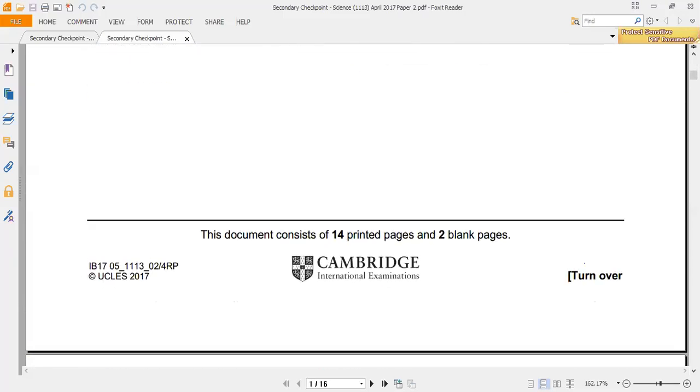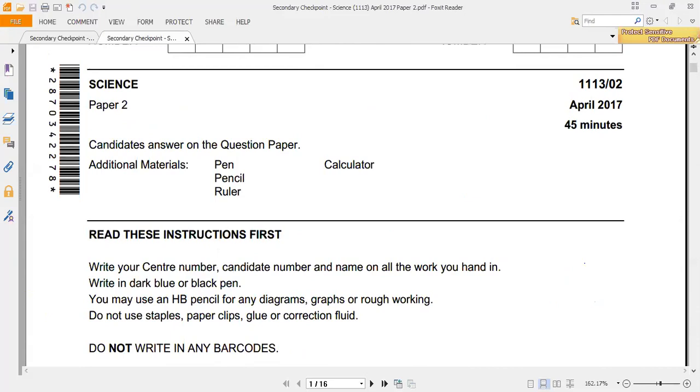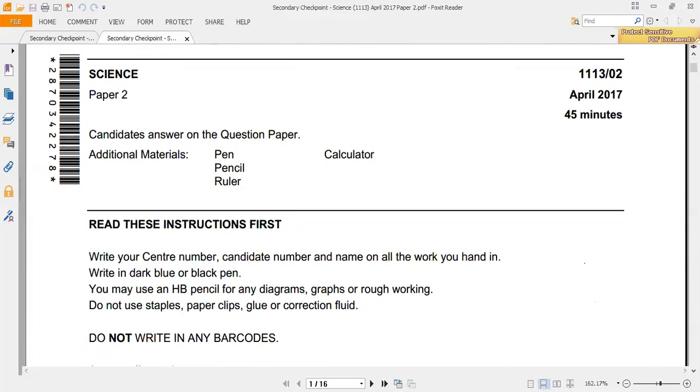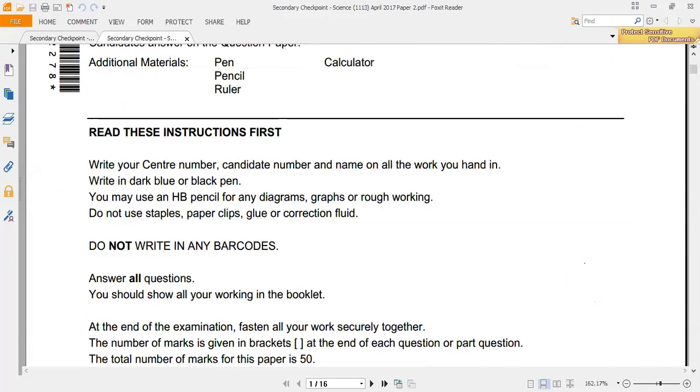Also some instructions, it's very important to mention them. The additional materials that you only have are pen, pencil, ruler, and calculator. Also, you have to write the center number. I know that you know how to do this, and you did it today and yesterday. Write in dark blue or black pen. Both of them are accepted. The pencils have to be HB, not more than this. Do not use tape, paper clip, glue or correction fluids.